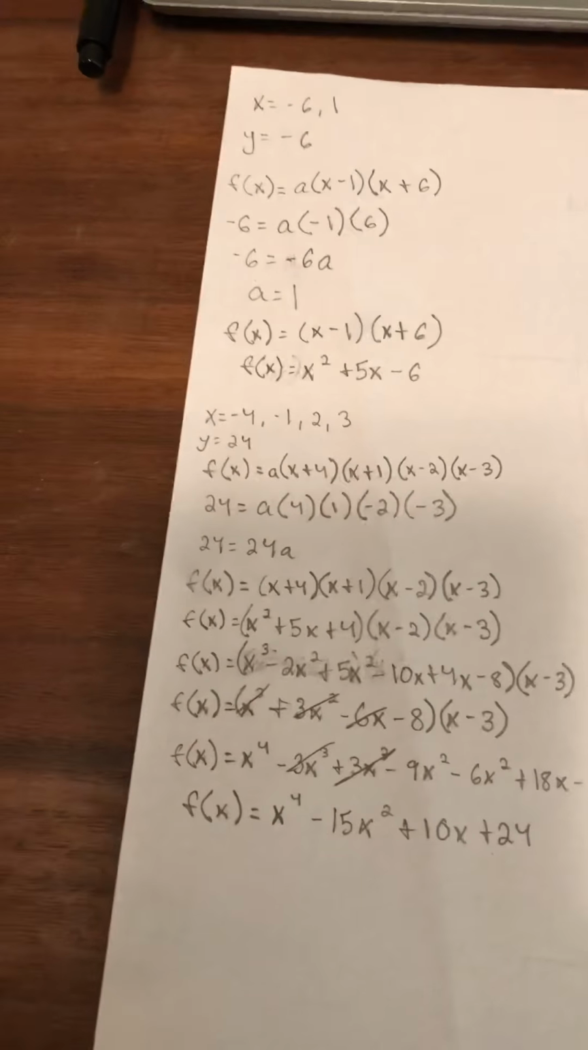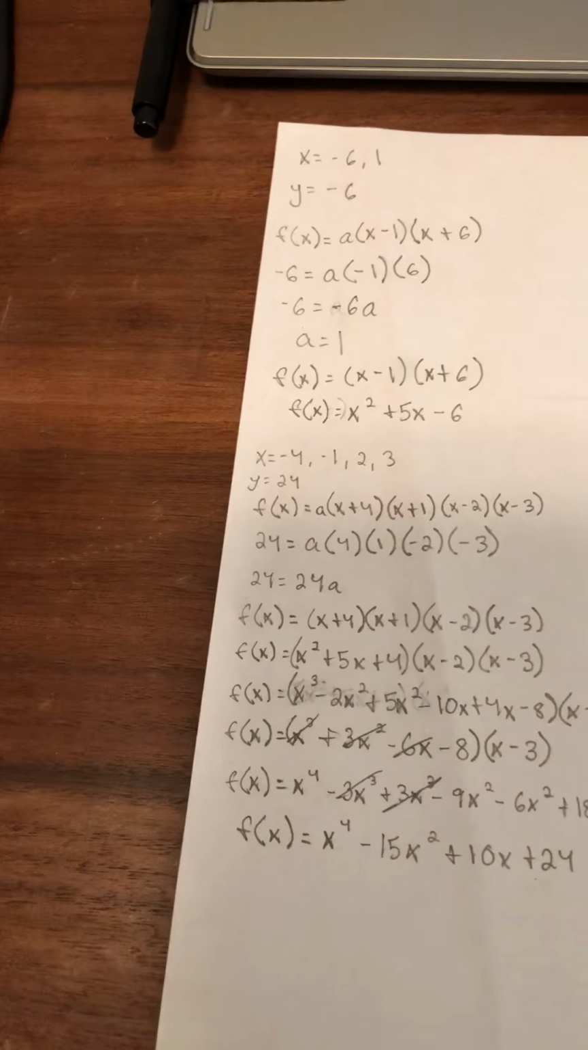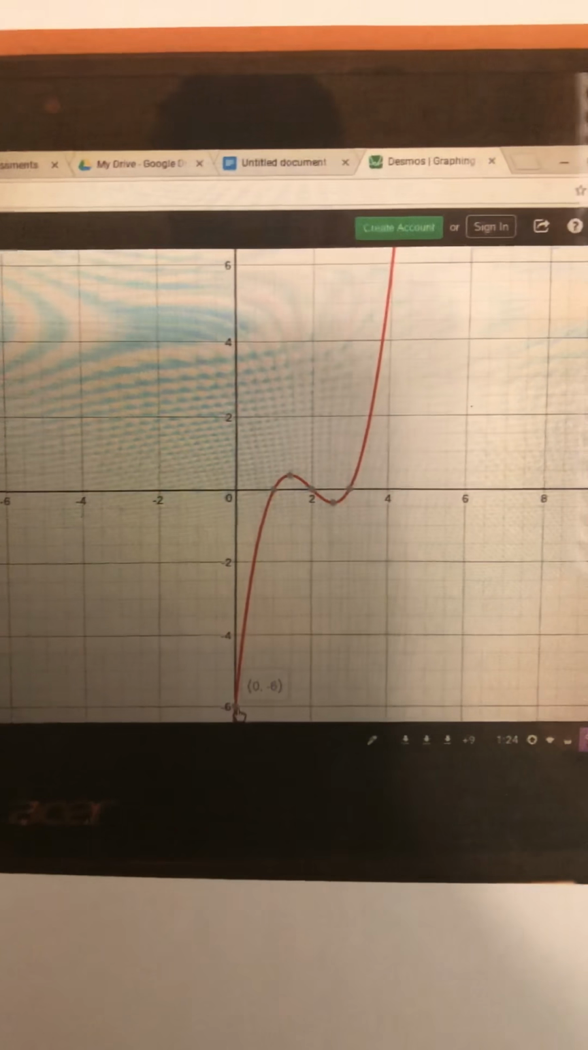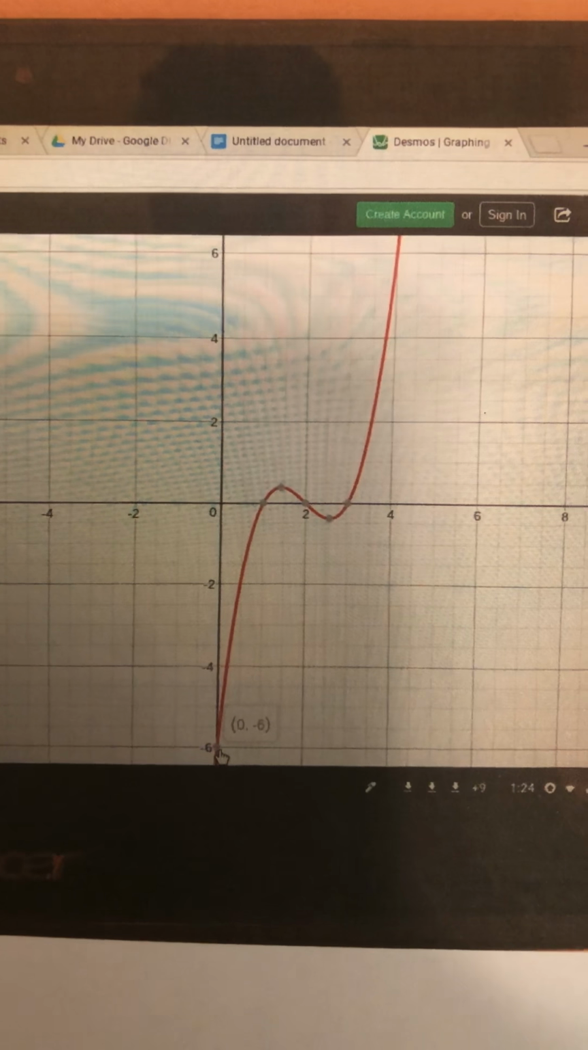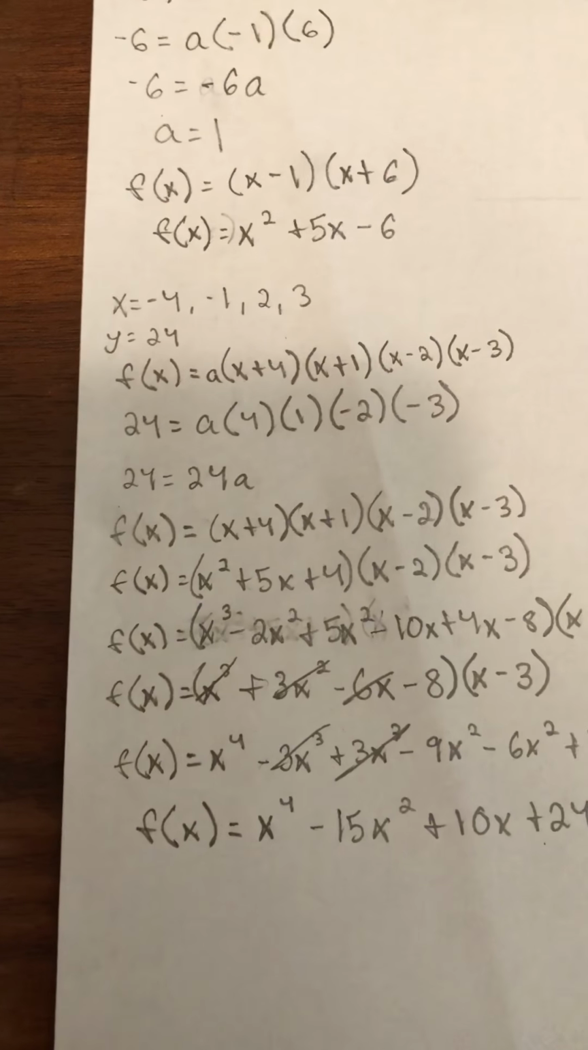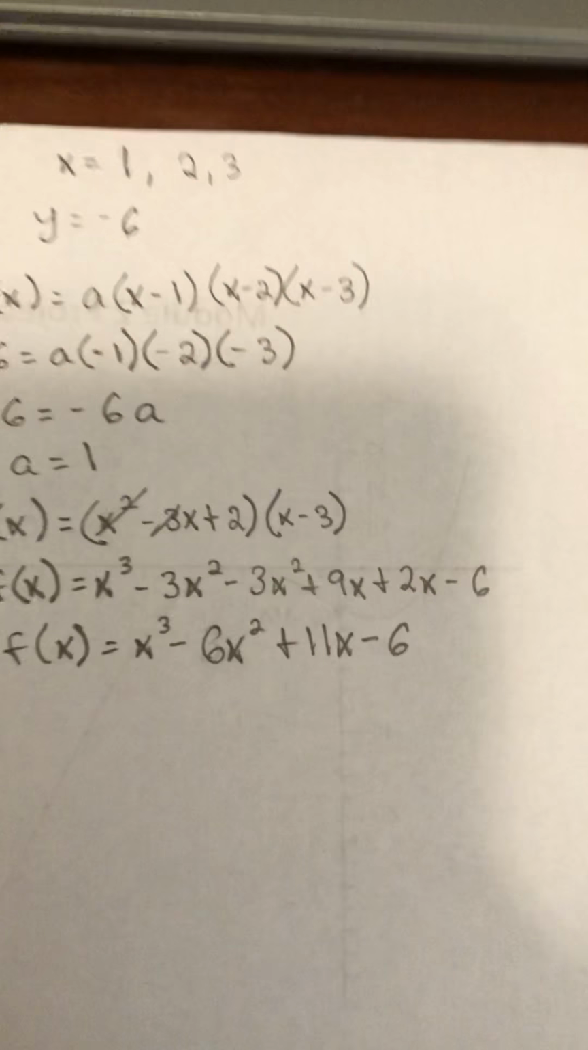Alright, our cubic graph right here. Our x's here are, this one is -4, -1, 2, oh no, I'm looking at the wrong one. Oh no, our x's here are 1, 2, and 3. Excuse me. And our point given to us is 0, -6.